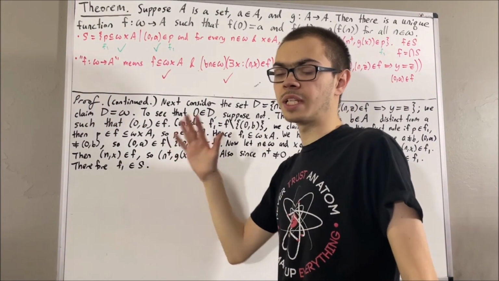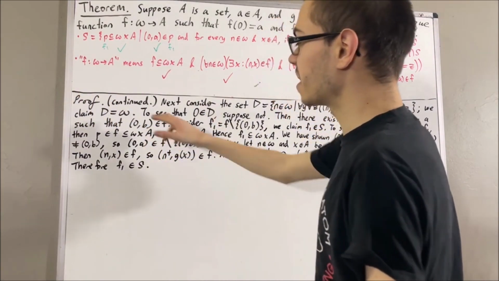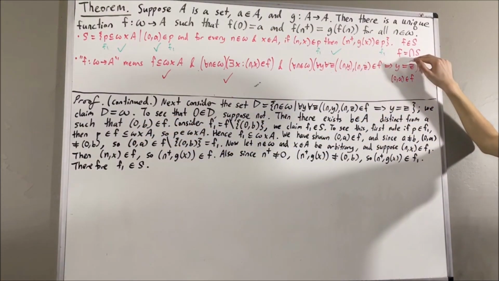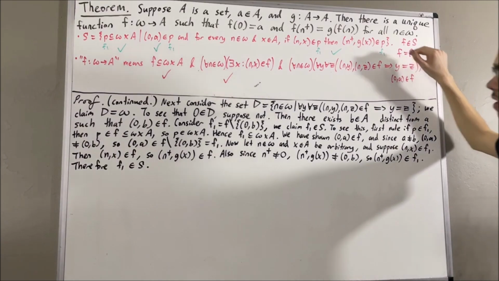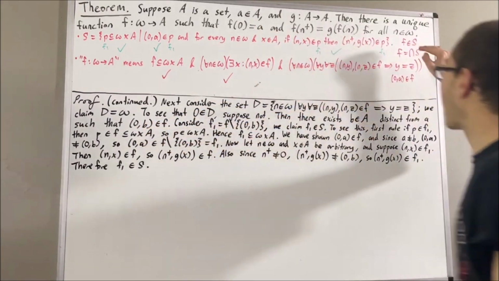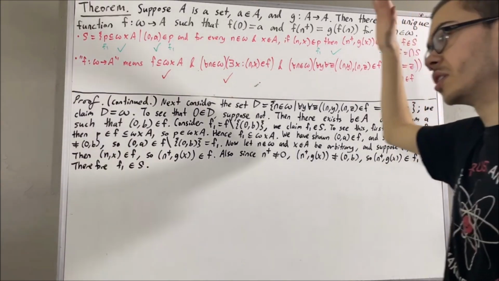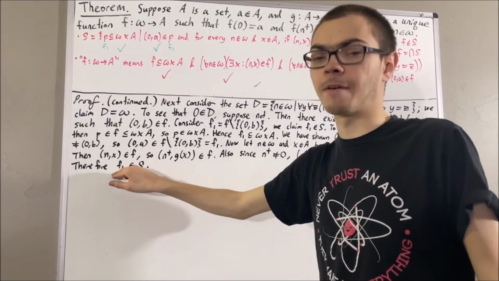But then here's where the contradiction comes in. Since (0, b) is an element of F, and F is the intersection of S, this means that (0, b) belongs to every set in S. So in particular, (0, b) must belong to F1.